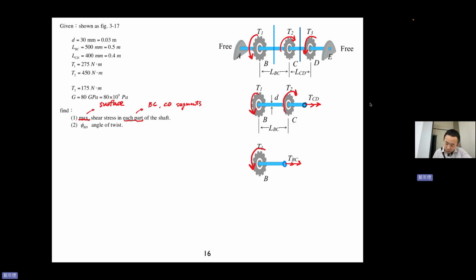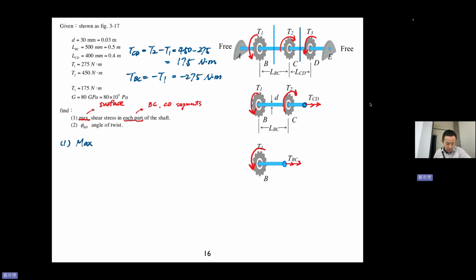Okay, so now TCD equals T2 minus T1, which equals 450 minus 275. So it should be 175 newton-meters. TBC equals minus T1, which equals minus 275 newton-meters. Okay, so you see that for TBC we had a wrong assumption, but it's okay. We know the number. So now we know the torque in the section.